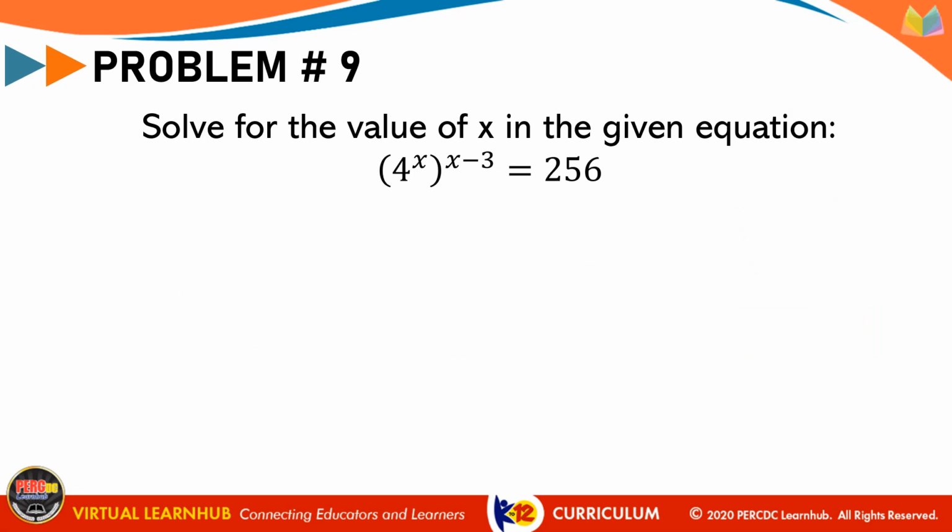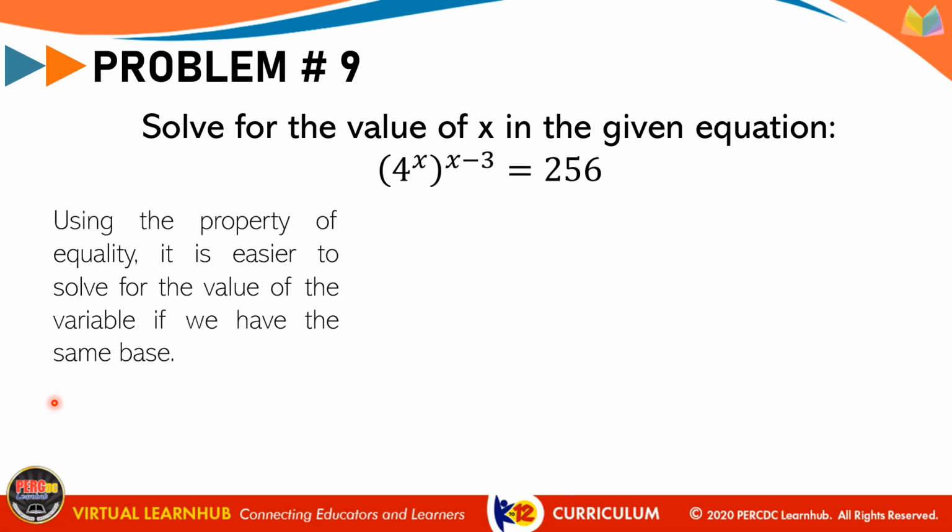For problem number 9, solve for the value of x in the given equation 4 raised to x minus 3 is equal to 256. Before we can perform the property of equality, we must make sure that the two expressions have the same base. So let's express 256 with base 4. So we have 4 raised to x minus 3 is equal to 4 raised to 4, because 4 raised to 4 is equal to 256.